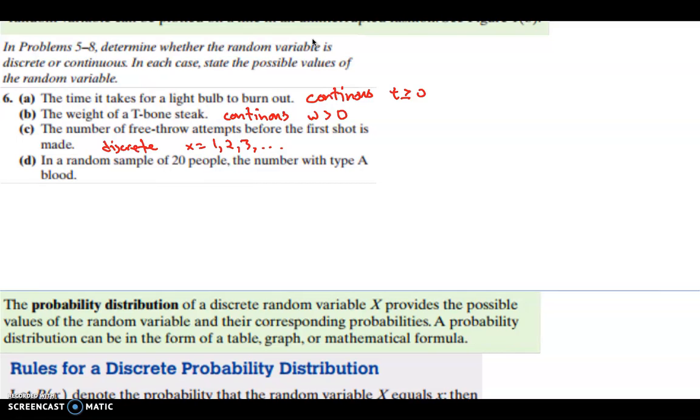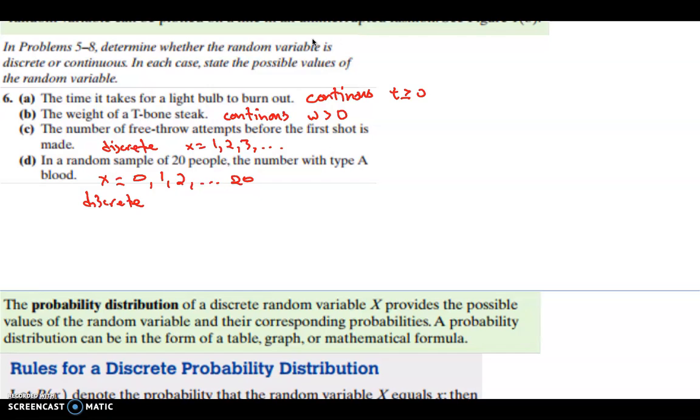Okay, and the next one is a simple random sample of 20 people. The number with type A blood. Okay, so this is discrete. You could have 0, you could have 1, you could have 2, all the way up to 20 in this one.